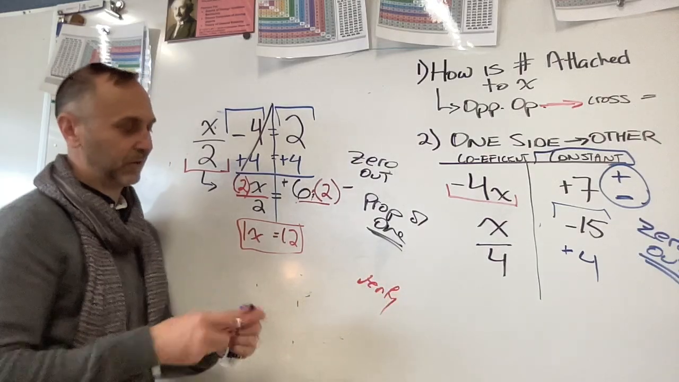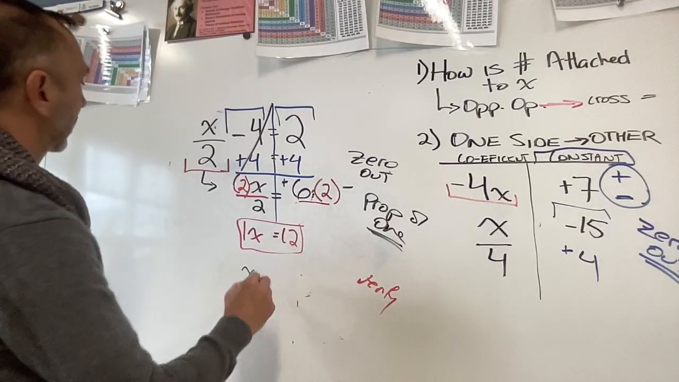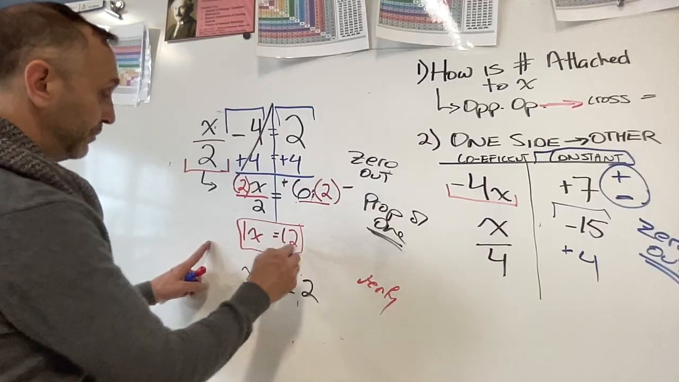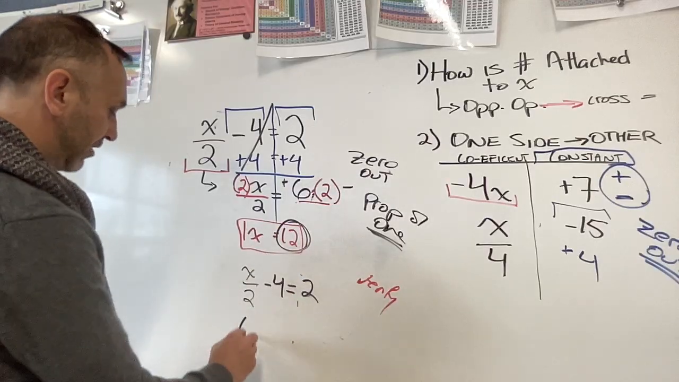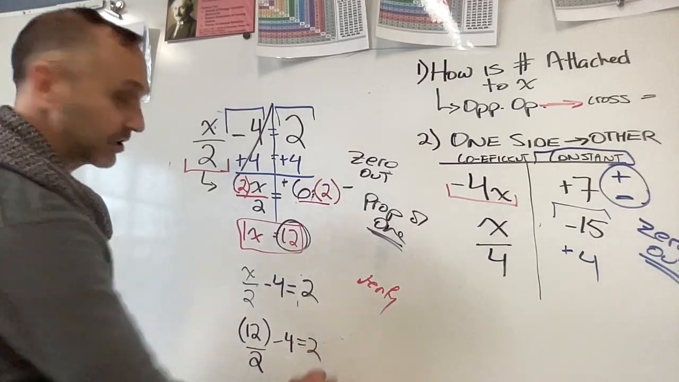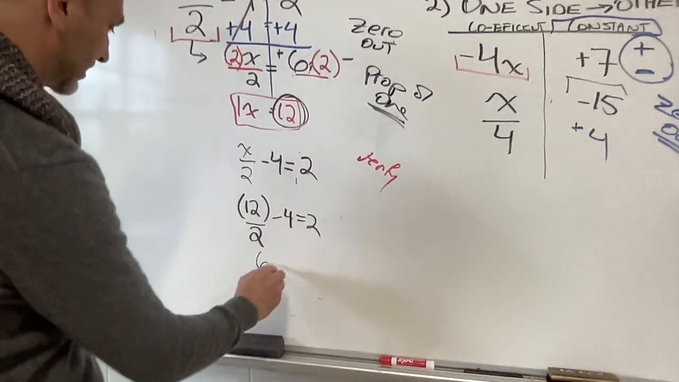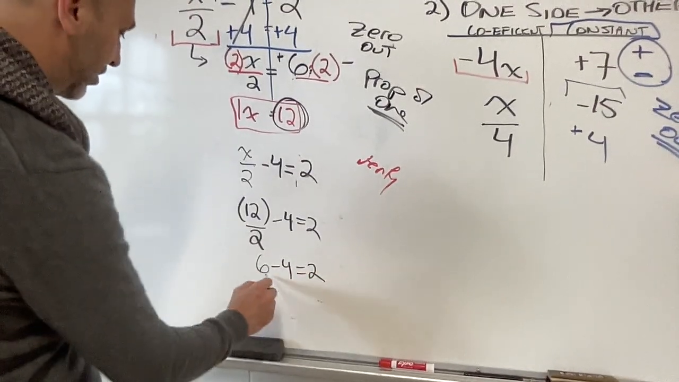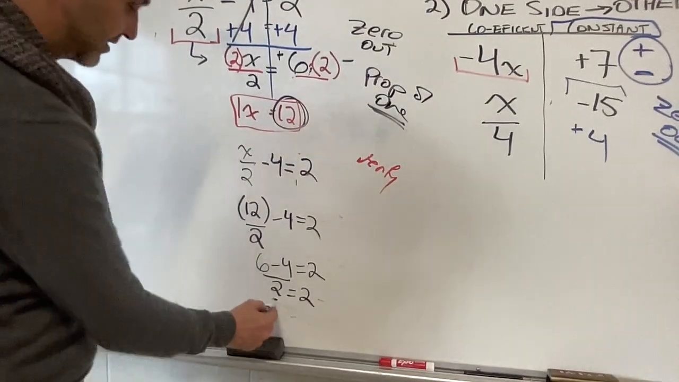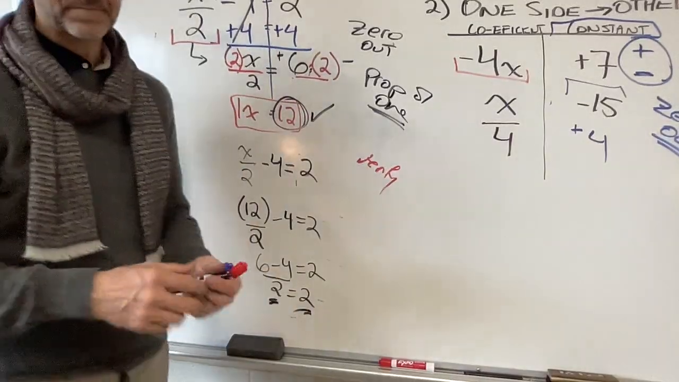Last step, verify. So how do we do it? We write down the original equation. Yes, it's a lot of writing. Welcome to Big Kid Math. Equals 2. I'm going to substitute in the value I found. 12 divided by 2 minus 4 equals 2. I'm going to slide this down. 12 divided by 2 is 6. Minus 4 equals 2. Don't leave it there. We're going to go 2 equals 2. Did we get the same answer? Yay, we did! Check mark. We got the answer right.